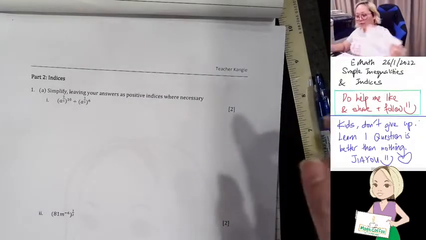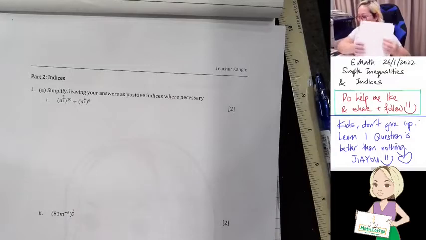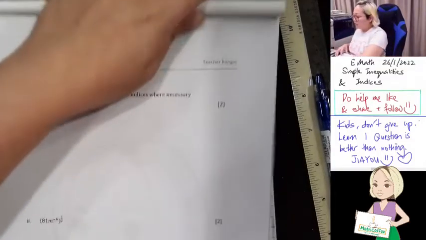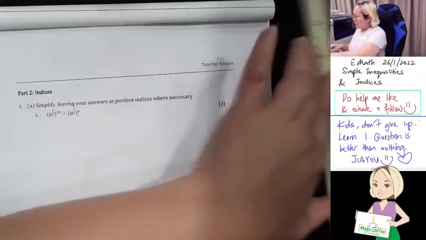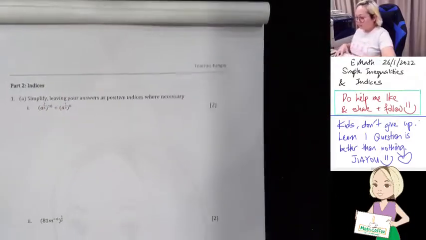So the next one I'm going to do is indices. Indices is taught in Sec 3. It's a very important topic.